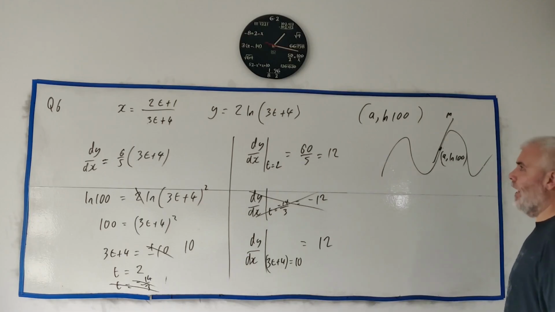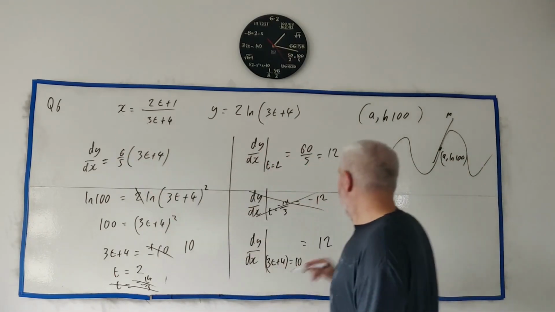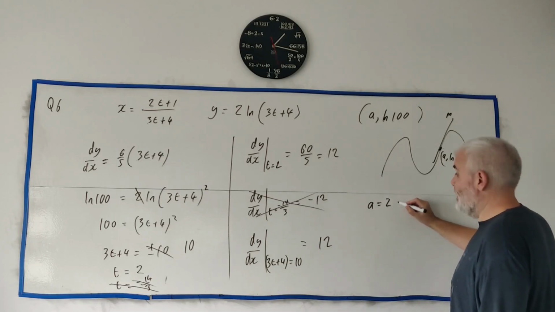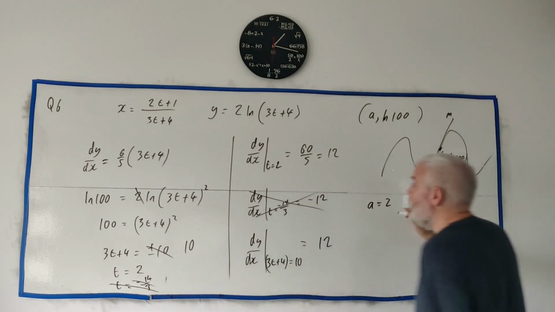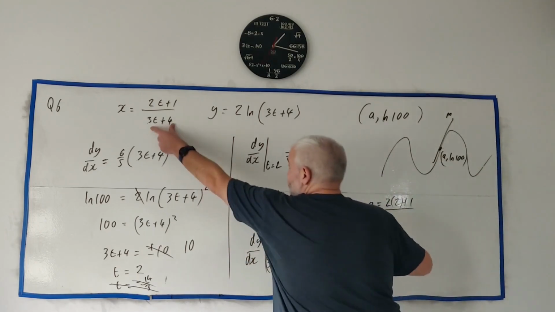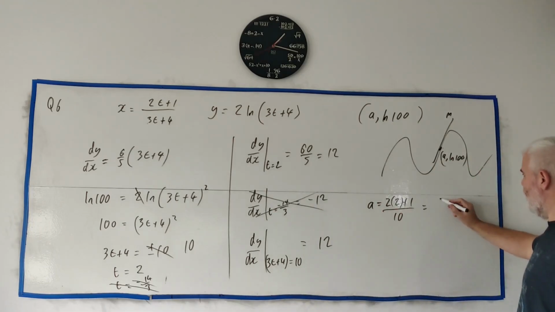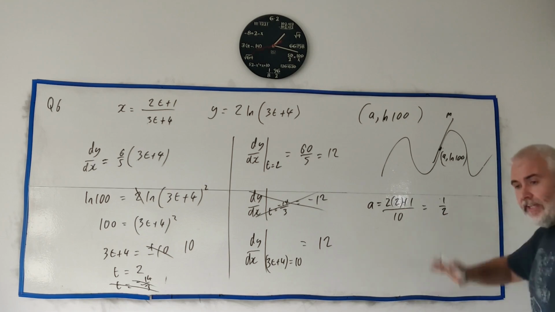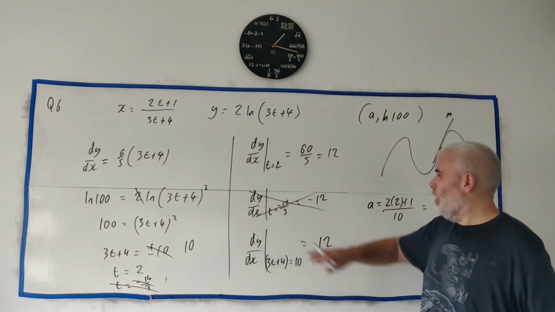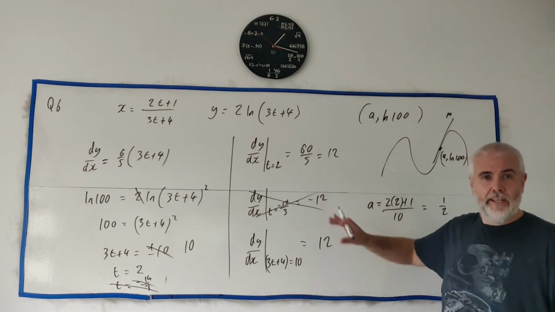Where would I get A? Oh yeah, X is A. X is equal to A. So we would have A is equal to 2 times T, which I know is 2. 2 times 2 plus 1 over, well, this is all 10, or 3 times 2 plus 4, that's 10. Let's see, what's that? That's 5 over 10. That's a half. A is equal to half. M is equal to 12. You would have only lost 1 mark if you had that. Well, sorry, that's what I thought. You would have only lost 1 mark if you did this.